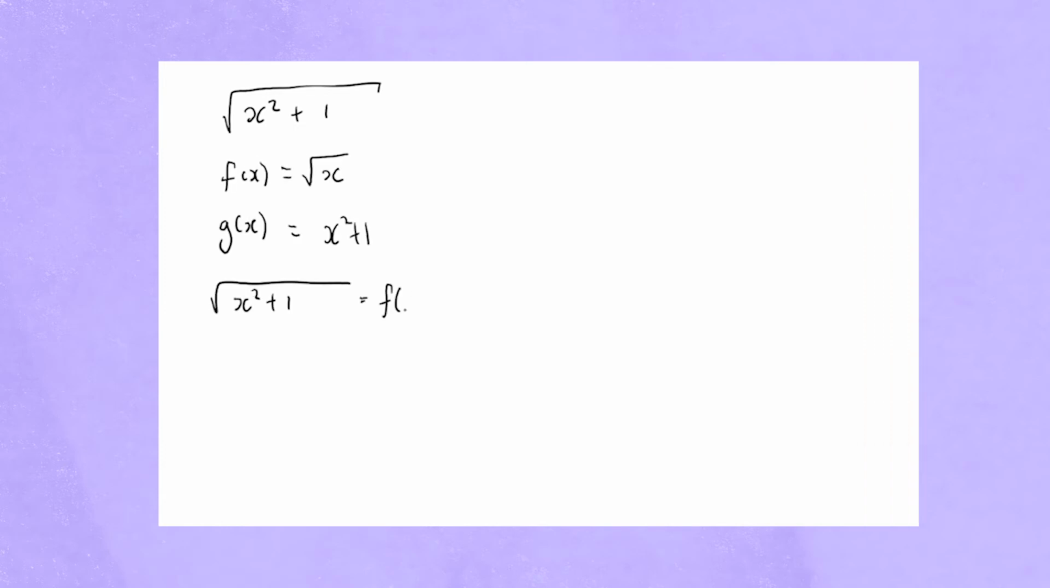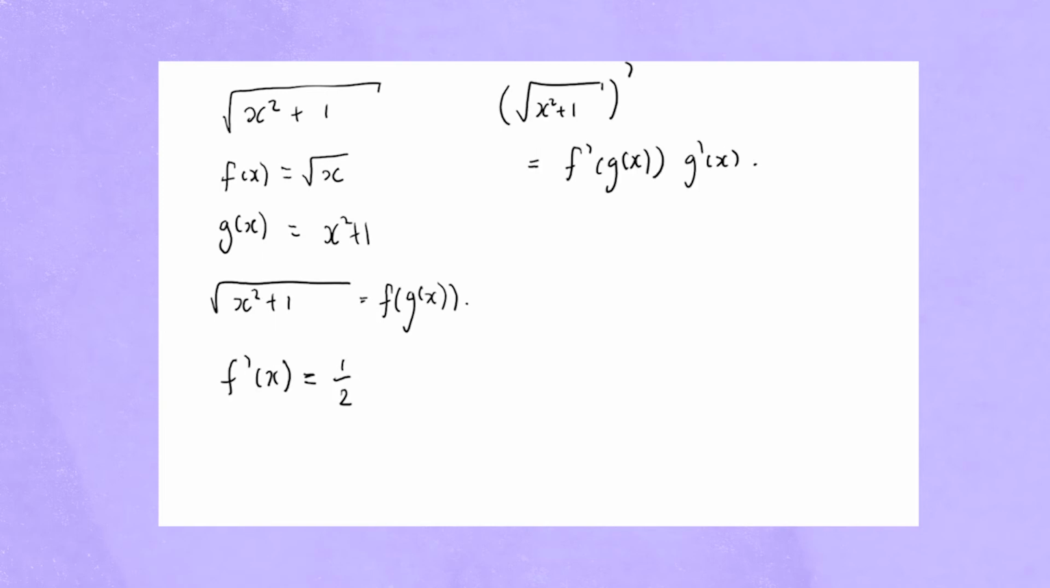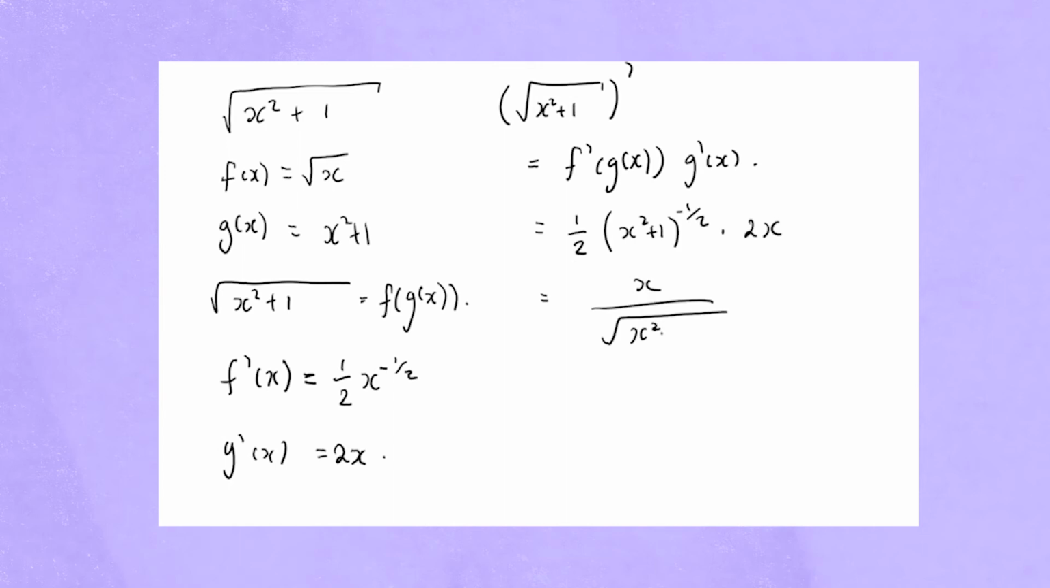For example, let's differentiate the function square root of x squared plus 1. This function is the composition of the square root function on the outside and the polynomial function x squared plus 1 on the inside. We can differentiate these separately using the rules we already know, and then recombine those derivatives to get the derivative of the whole.